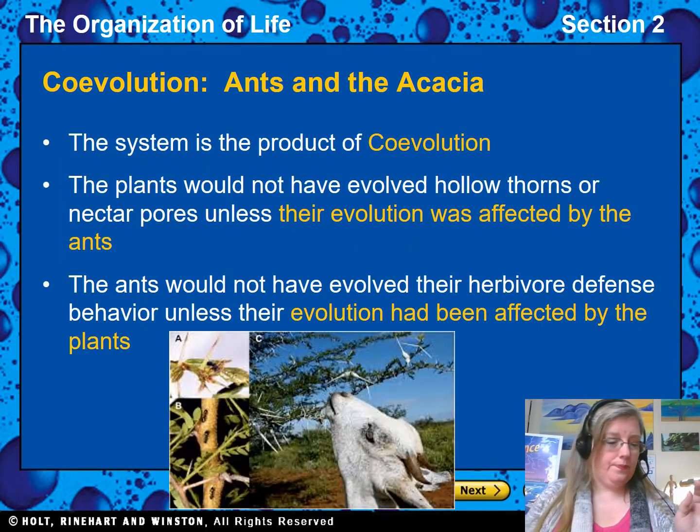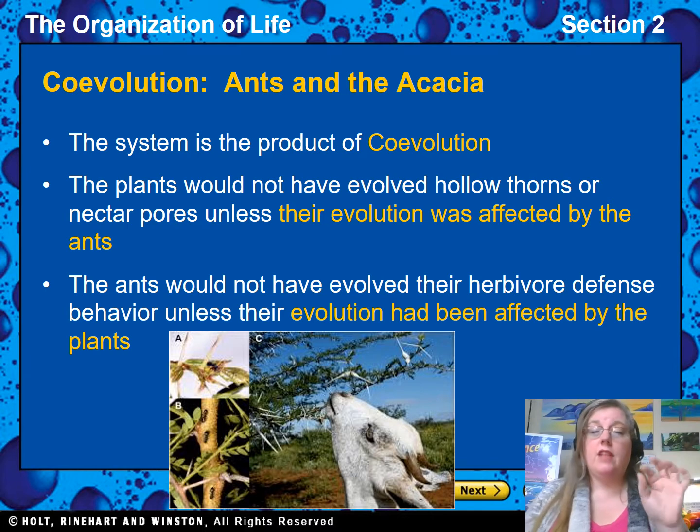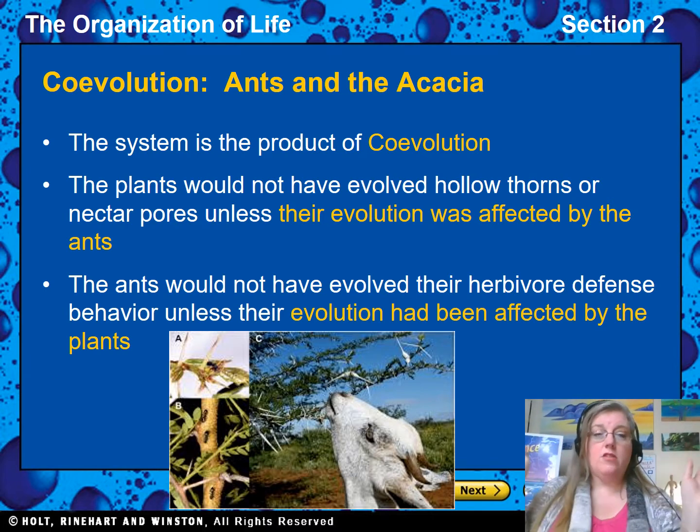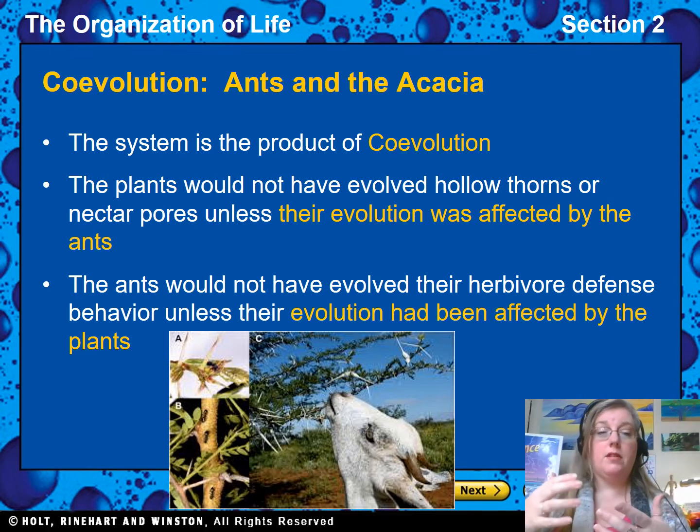Let's see. You see that goat? The ants are going to fight off that goat. He's going to bite him on the nose, and the ants are going to, like a whole swarm of them, fighting that goat, so he gets off of there and tries to find something else to eat. All right, so this is another product of coevolution. The ants and the acacia tree have developed in response to one another.